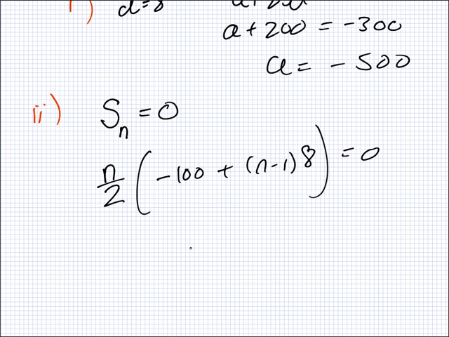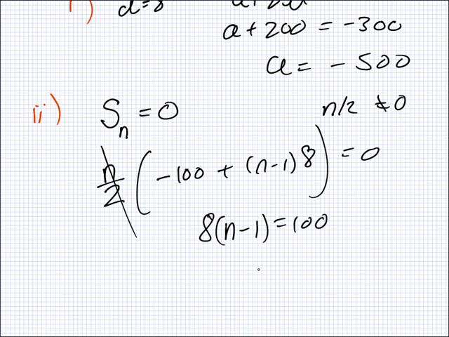In fact, you can just divide by n, because you know that n can't be 0. n over 2 can't be 0. So you can just get rid of that. And then you get n minus 1 times 8 has to equal 100. So then that means n minus 1 equals... but it's going to be a fraction, isn't it? Yeah. 12.5.